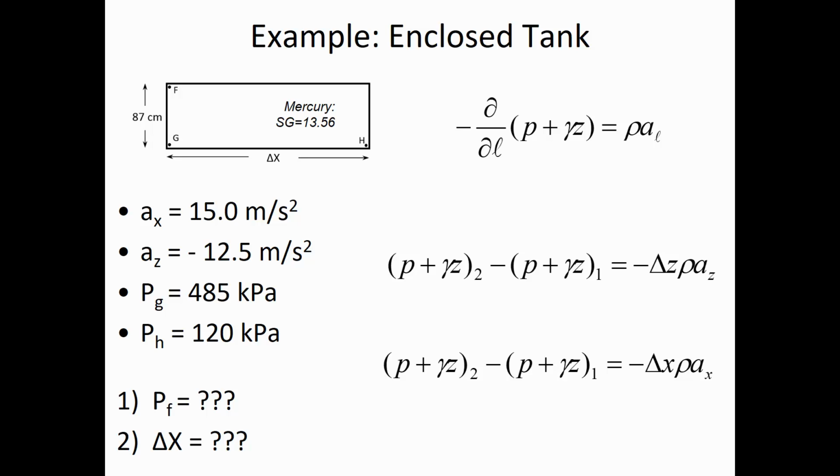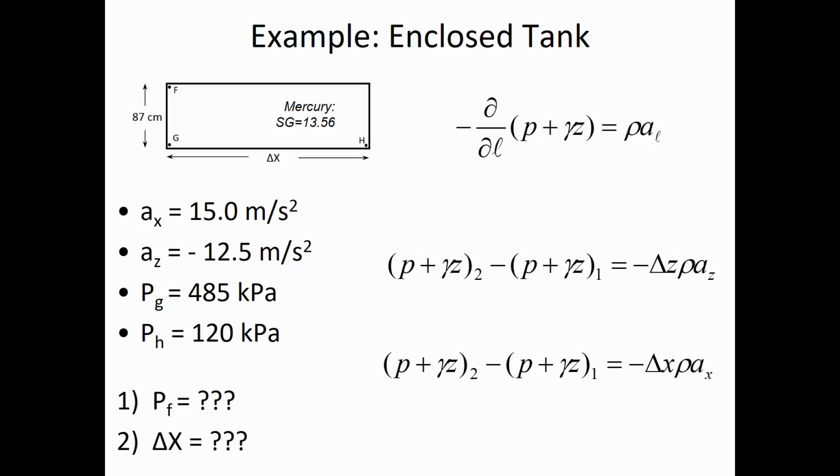Before we start crunching any numbers, let's just talk qualitatively. What do we expect? If it's accelerating to the right, how is the pressure going to be different at H compared to G? Higher at G. Okay, that's good. So we know we're given the pressure at G and the pressure at H, and it matches what we expect.